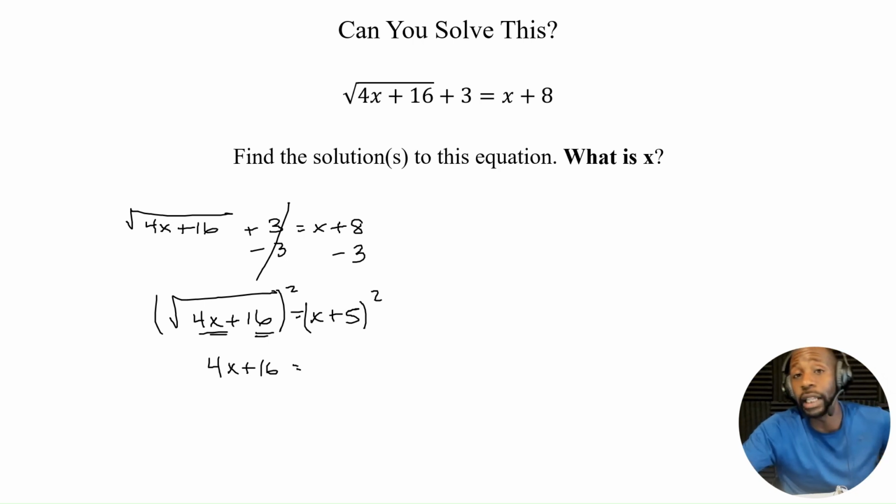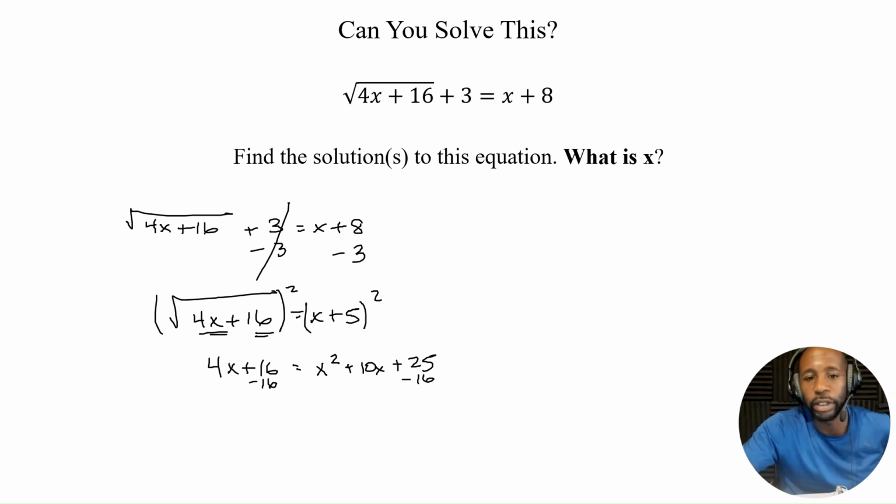Now let's expand this x plus 5 squared. So that becomes x squared plus 5x plus 5x, so that's plus 10x plus 25. Now we're going to move all this stuff to the other side because we have a quadratic-looking thing here, which means if we have 0 on this side, we can find the roots of the quadratic. So we'll do that, at least try to.